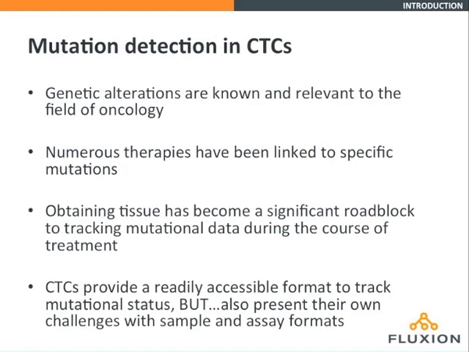A brief introduction. I'd like to tell you why we think mutation detection in circulating tumor cells is important. This is one of the biomarkers that people look at for tumor tissue, and it is well accepted that alterations in the tumor cell genes are relevant to the progression of the disease. In fact, a lot of therapies that are now on the market are linked to specific mutations, and there are tests on tumor biopsies that are being used to direct treatment.